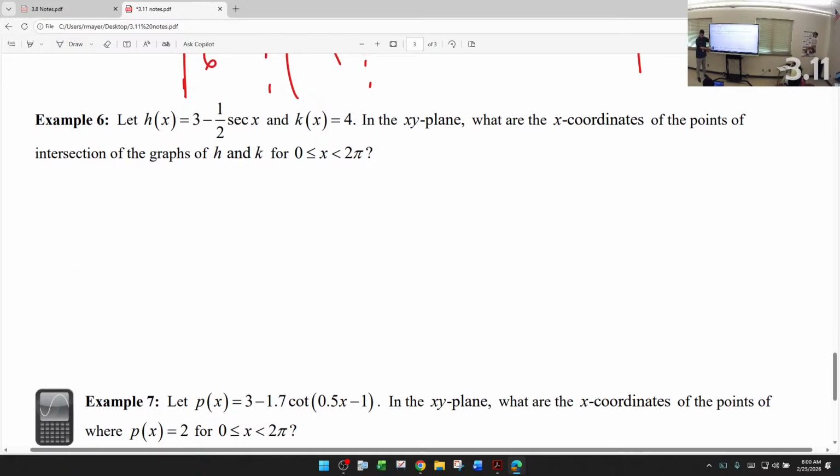Ooh, there's a calculator. Let h of x equal 3 minus 1/2 secant x, and k of x equal 4. In the xy plane, where are the x coordinates of the points of intersection of the graphs from 0 to 2 pi? So I'm looking at almost the same question. Same question. Here we go.